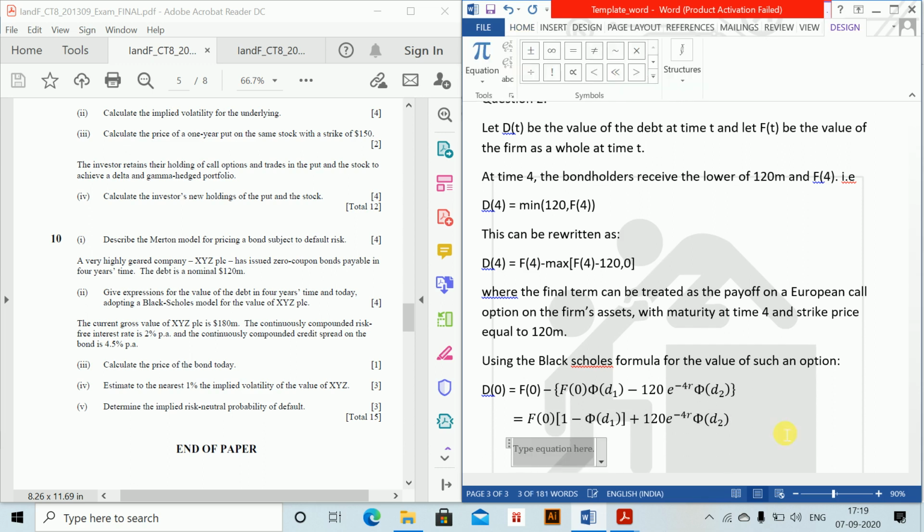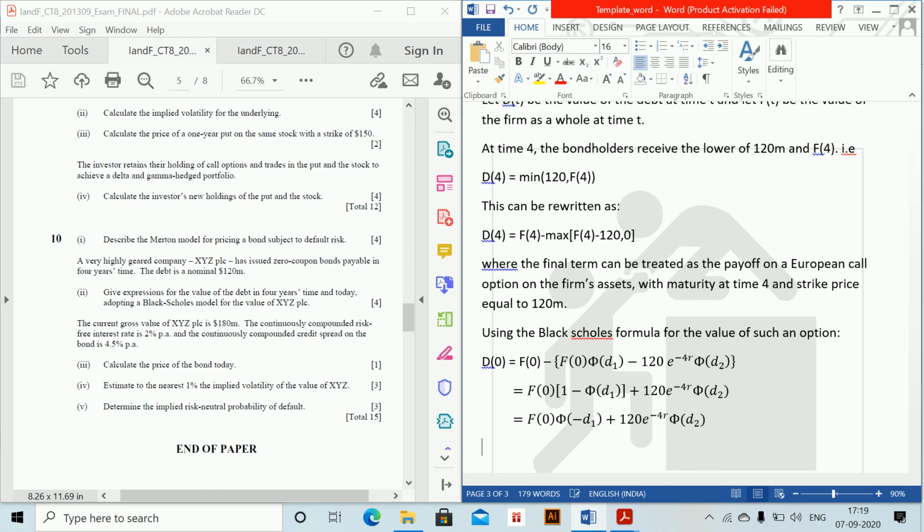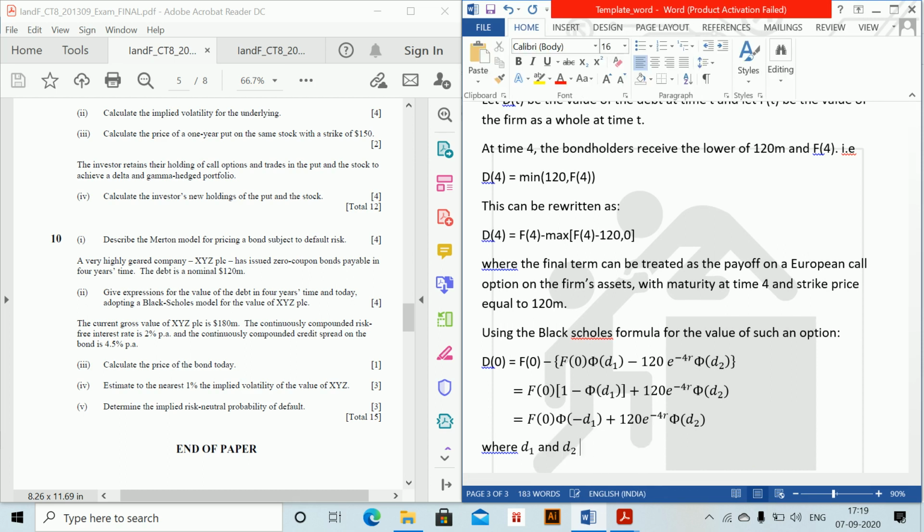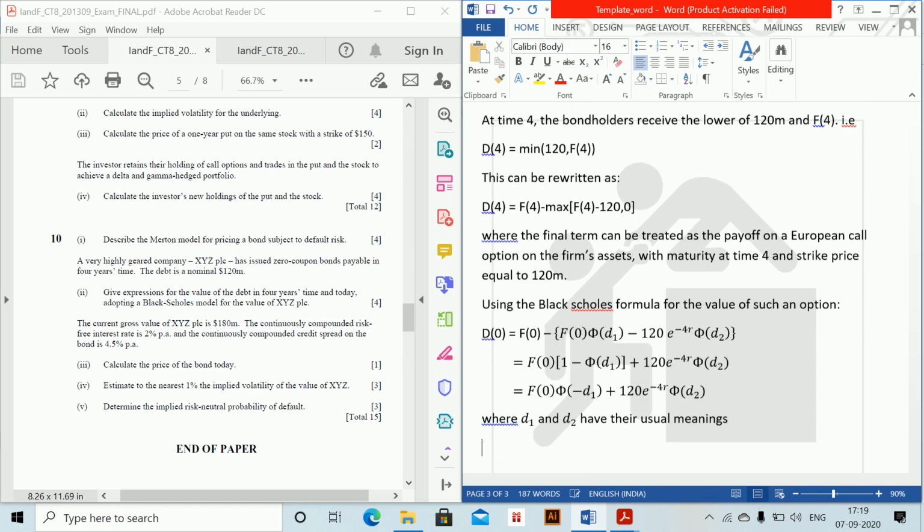So that is equal to F0 Φ(minus d1) plus 120 e to the power minus 4r Φ(d2), where d1 and d2 have their usual meanings.